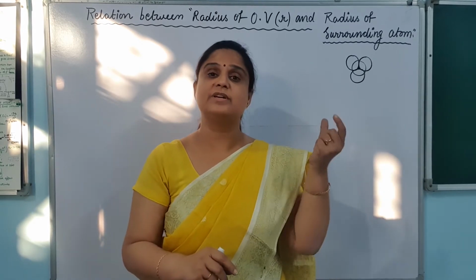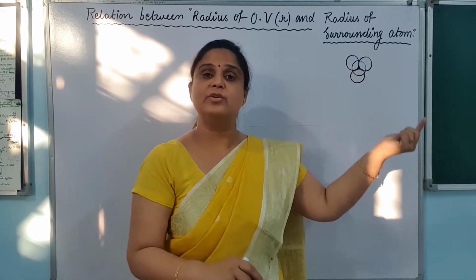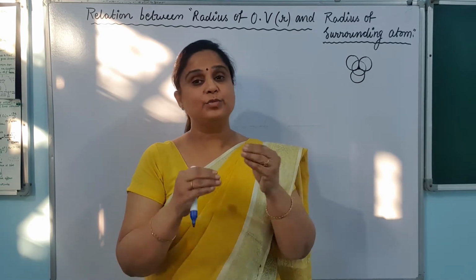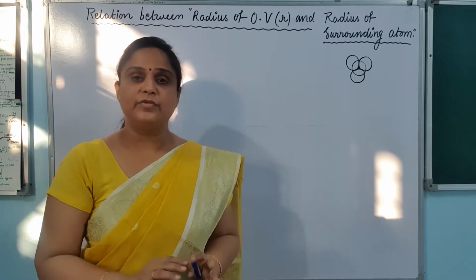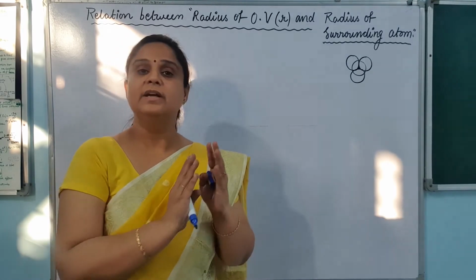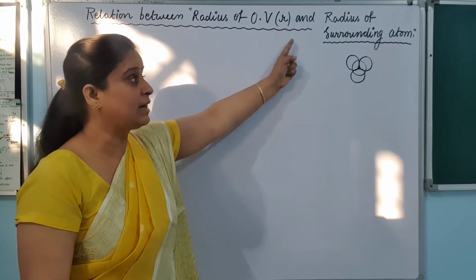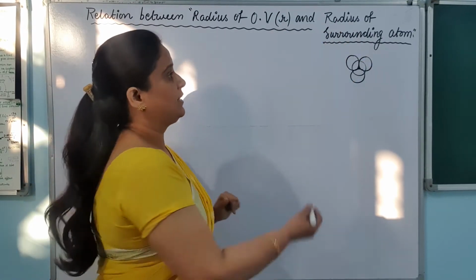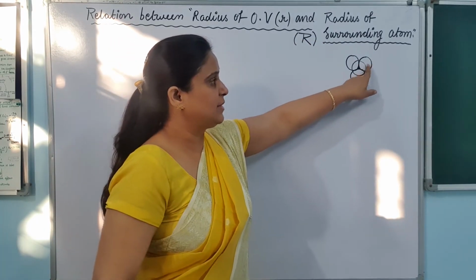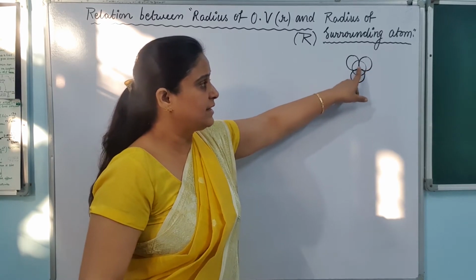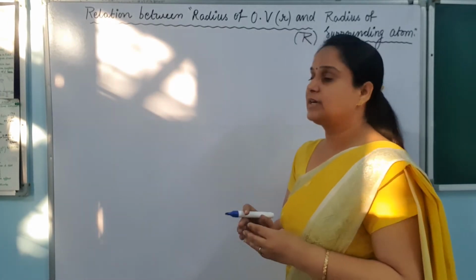If the size of the cation is bigger than the given void, then it will not be possible for that cation to be fitted into the given void. That we are going to find out. So first of all, we'll find out the relationship between the radius of octahedral voids, indicated by small r, and the radius of the surrounding atom, which will be indicated by capital R. So the radius of the atom will be indicated by capital R, and the radius of the groove or void will be indicated by small r. So let's start with the octahedral voids.